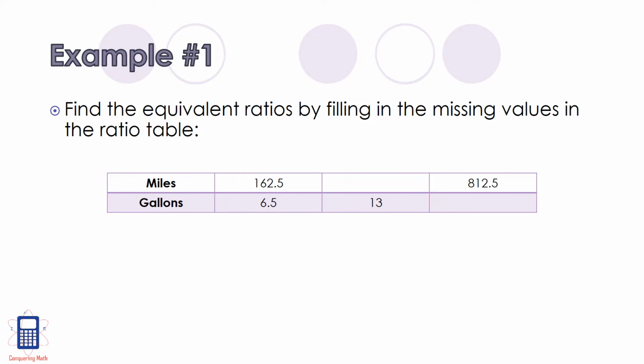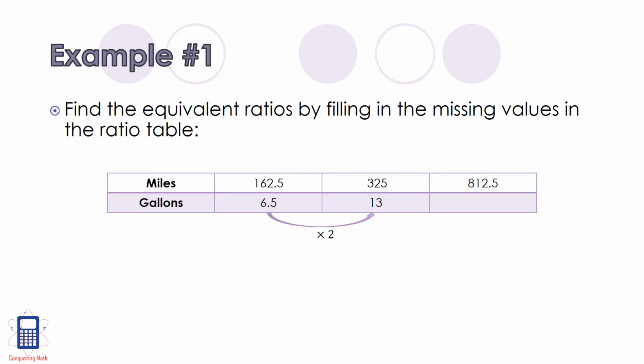So let's take a look at example number 1. We need to find the equivalent ratios by filling in the missing values in the ratio table. So we have our first ratio here of 162.5 miles to 6.5 gallons. And in the next column we see that we have 13 gallons. So we know that we need to multiply by 2 to get from 6.5 to 13. And if we multiply 162.5 by 2, we get 325.